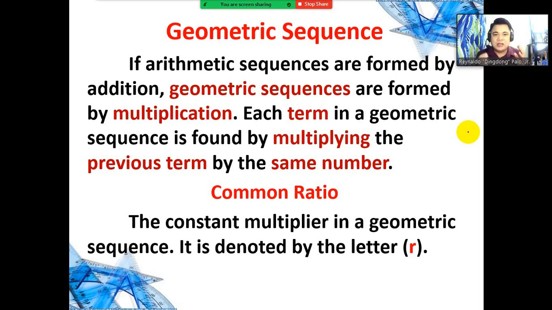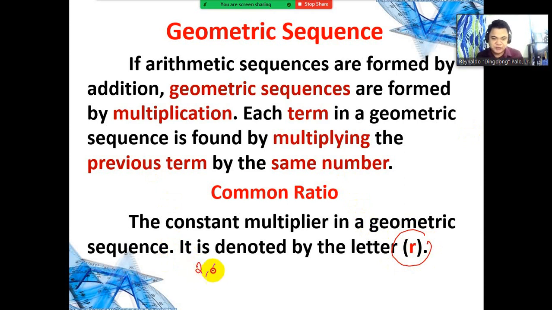But if in arithmetic sequence we are using common difference to get the next term, and the common difference is acquired by subtracting from right to left, in geometric sequence we are using common ratio. What is common ratio? Common ratio, the constant multiplier in geometric sequence, is denoted by the letter r. So we are going to use the letter r as a symbol for common ratio. How are we going to get the common ratio? You are going to get the common ratio by dividing.